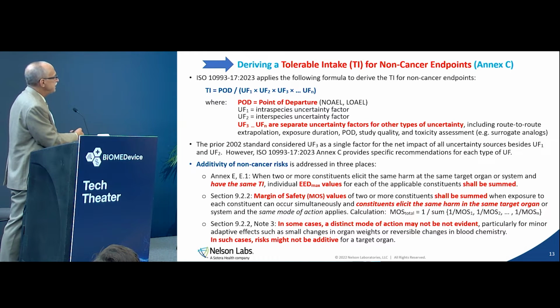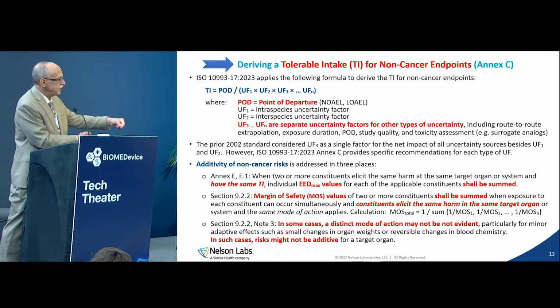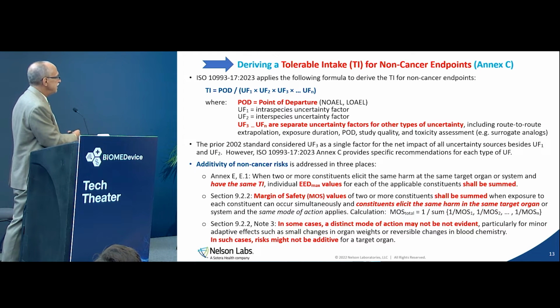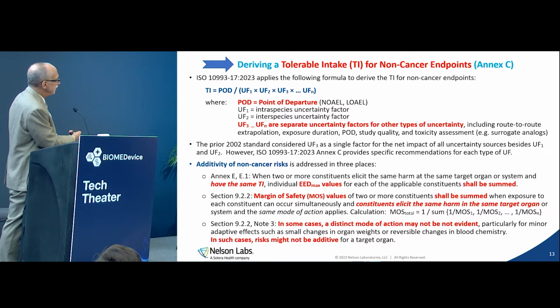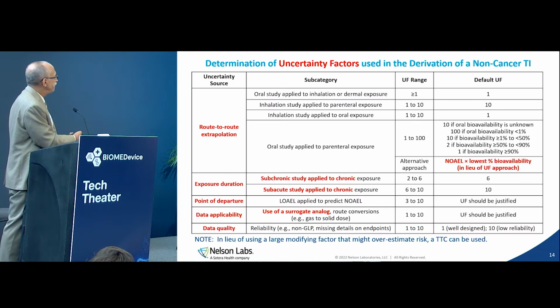So the calculation there is, if you know the margin of safety, the index greater than 1 is okay. That margin of safety from a sum total is equal to 1 over the sum of the reciprocal of each individual chemical's margin of safety. Lastly, in some cases, you don't know a distinct mode of action. All you know is the liver weight changed or something like that, or minor change in blood chemistry that's reversible after the study. In those cases, you can say the risks are not additive.